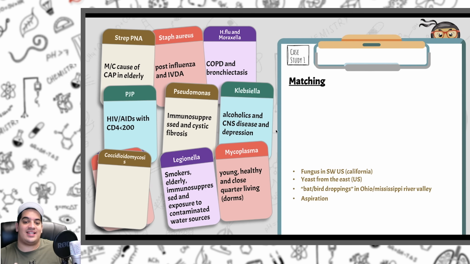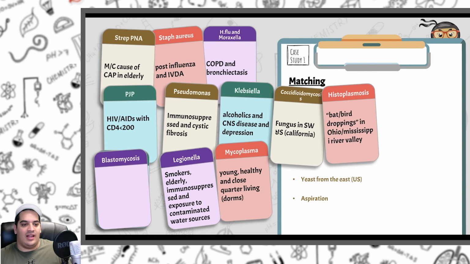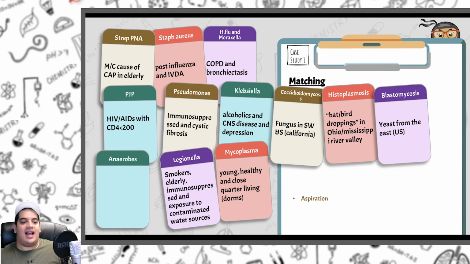Coccidioidomycosis is the fungus in the southwestern United States, so California. And then you have the next one here, which is histoplasmosis. This is the bird or bat droppings that you see during spelunking events in the Ohio and Mississippi River Valley. And then blastomycosis, think about the yeast from the east, all right? So eastern United States, think about blastomycosis. And then lastly, anaerobic bacteria, think about in situations of aspiration events.